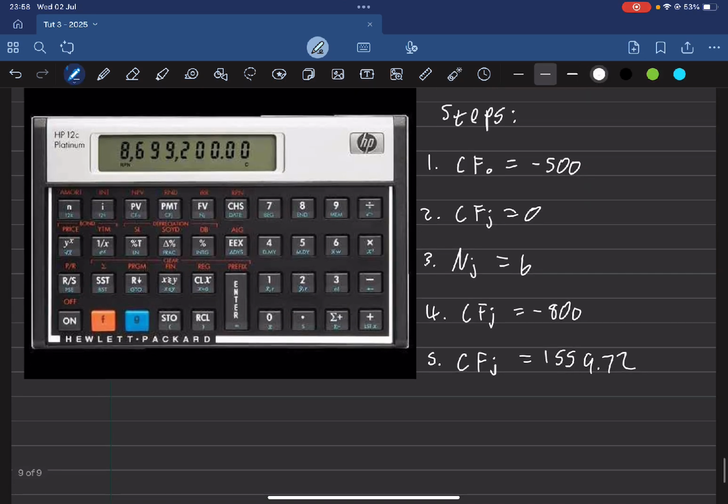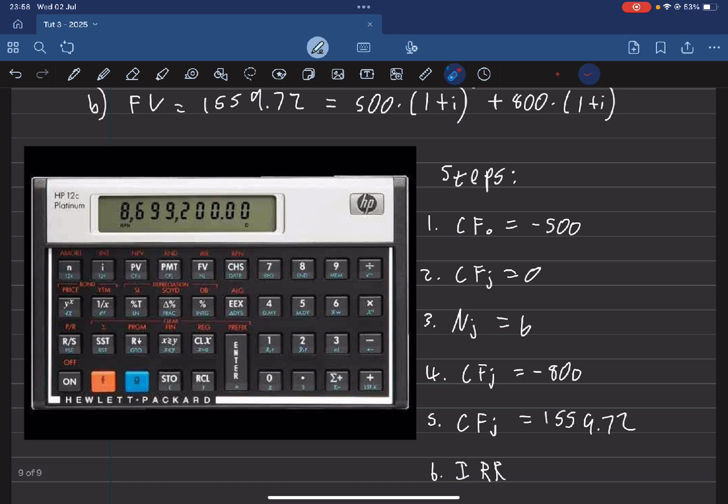And then what you're going to do to get our final answer, you press IRR, okay? Internal rate of return. So you're going to press F and then press this one. It'll give you the internal rate of return, which is the interest rate.